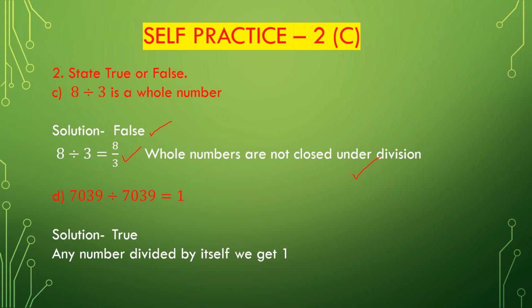And next bit D is 7039 divided by 7039 equal to 1. This is true. As we know, any whole number divided by that same whole number, we get 1 only.